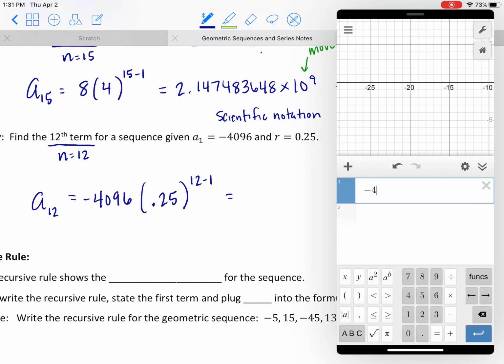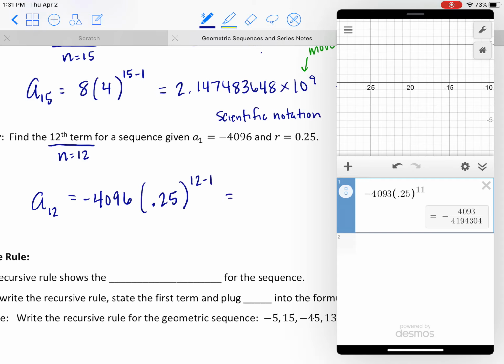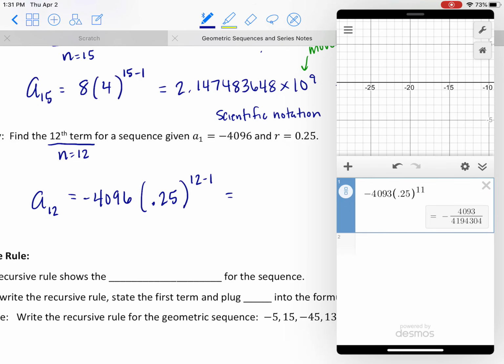The numbers that we're adding together are going to be getting smaller, all right? So just so you have an idea of what you're doing before you go to your calculator. Let's put in negative 4,096, parentheses, 0.25, close it, and we're going to raise it to the 11th power. So we end up with that decimal, or if I wanted to make that a fraction, I don't know that that looks any better. Either one of them would be fine. I'm going to go ahead and put the fraction.